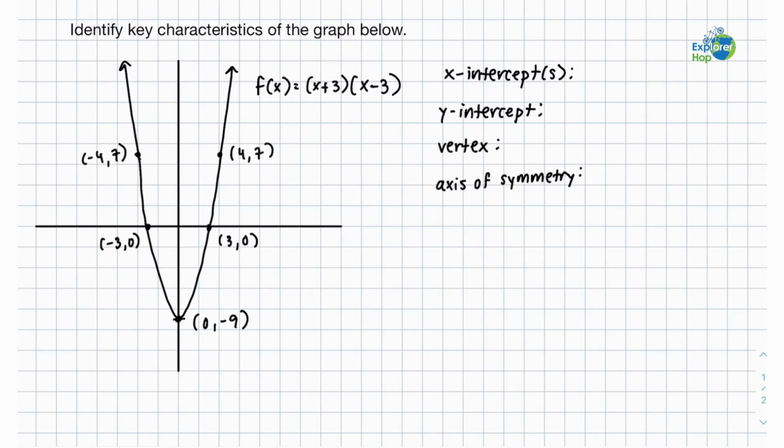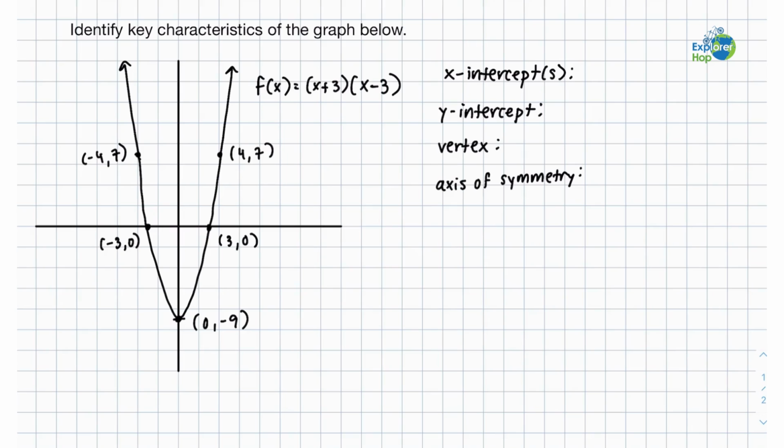Today we're being asked to identify key characteristics of the graph below, which happens to graph the function f of x is equal to (x plus 3) times (x minus 3). So this is a quadratic function and it is a parabola, and there are four key characteristics we need to identify: the x-intercepts, the y-intercept, the vertex, and the axis of symmetry.